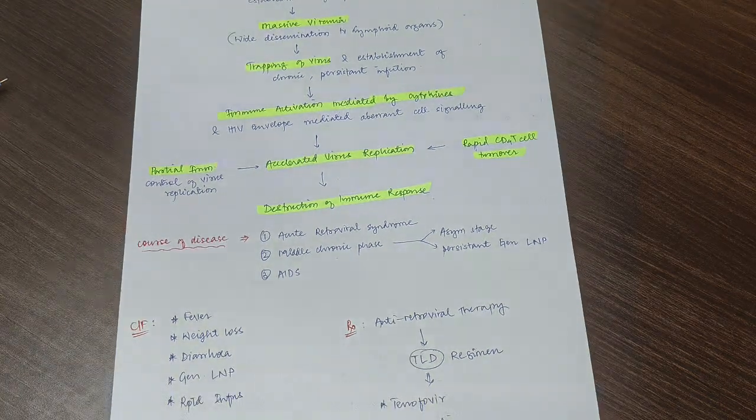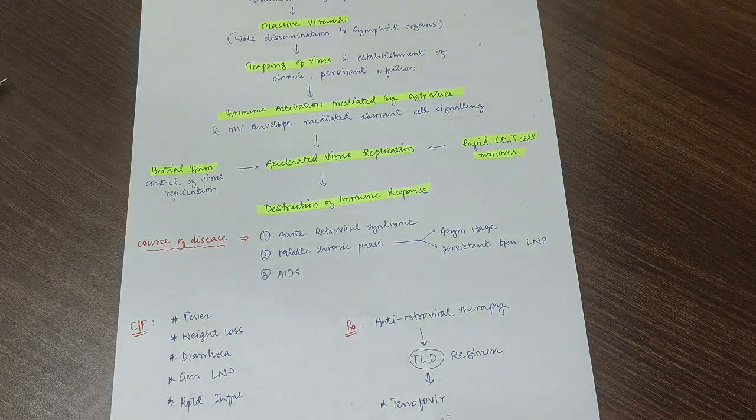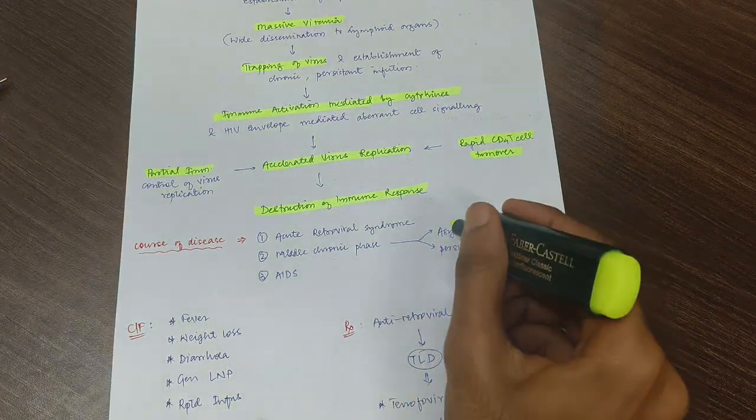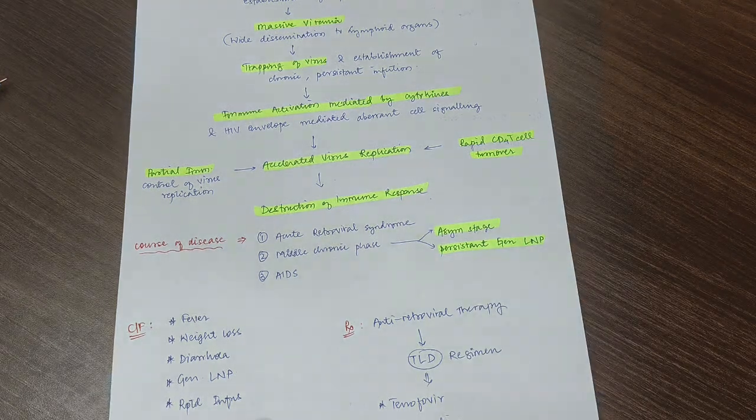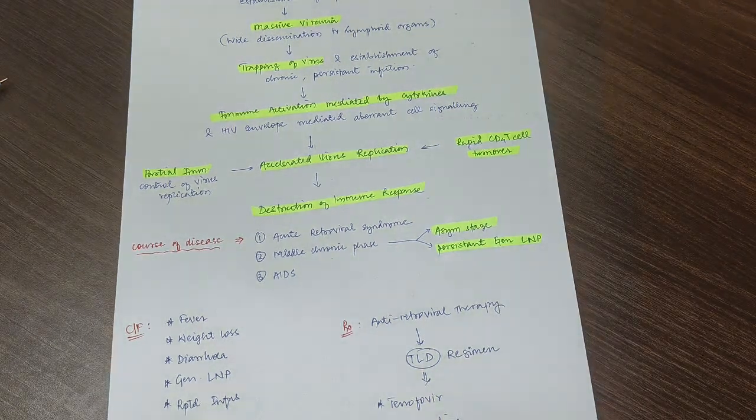Course of disease. There are three phases. First phase is acute retroviral syndrome. Second is the middle chronic phase, which is the asymptomatic stage, and the next is persistent generalized lymphadenopathy.